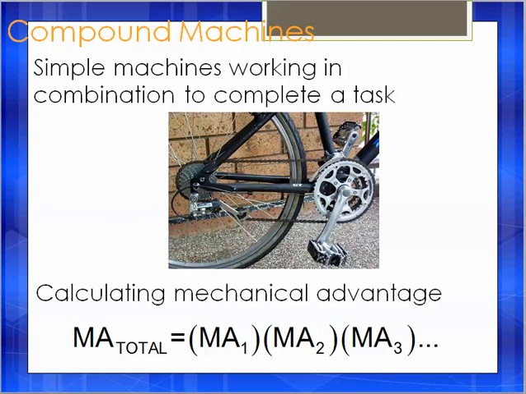The last thing I want to go over here then is compound machines. With compound machines, we can calculate these mechanical advantages simply by multiplying them. So if we had several machines going on, we would just calculate the mechanical advantage of one, calculate the mechanical advantage of the second one, and then multiply it by the mechanical advantage of the third, just like we do with a pulley.